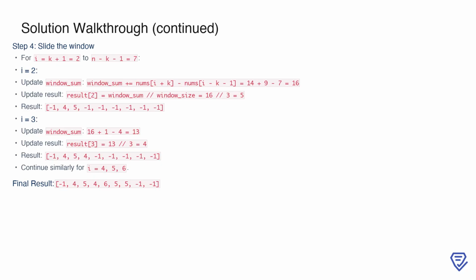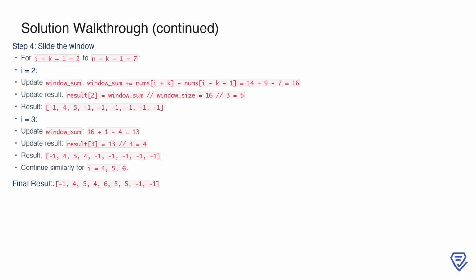Now we slide the window across the array, updating the sum and calculating averages for each new position. Starting from i equals 2 up to n - k - 1 equals 7, we adjust the window sum by adding the new value entering the window and subtracting the value leaving the window. For i equals 2, the window sum becomes 14 plus 9 minus 7 equals 16. The average is 16//3 equals 5, and we update the result array at index 2. This gives us -1, 4, 5, -1, -1, -1, -1, -1, -1.